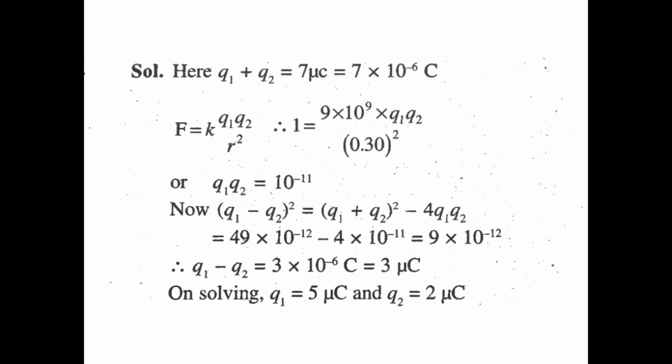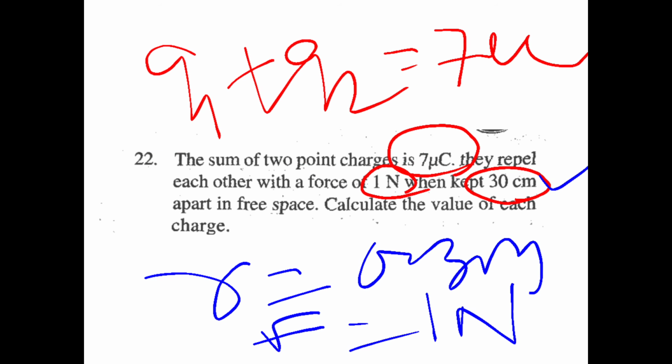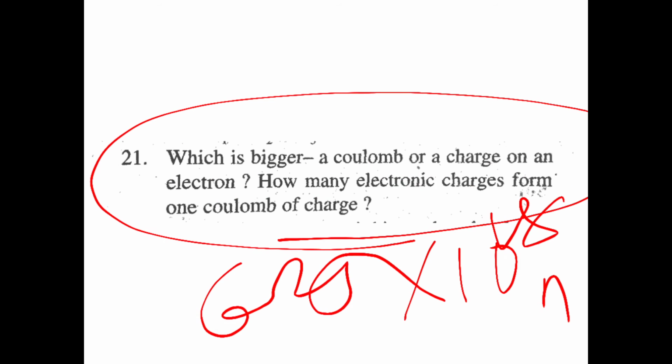Next, let's see the answer. F is equal to K Q1 Q2 by R square. So 1 is equal to K Q1 Q2 by R square. Getting this, Q1 Q2 is equal to this. We know.